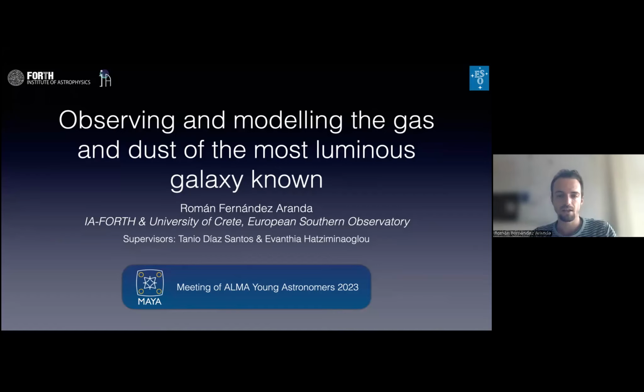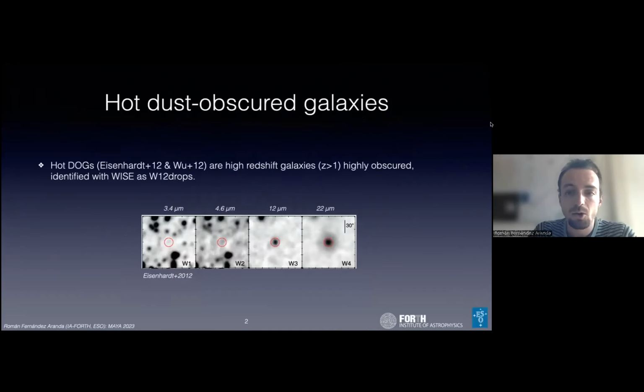So first, I want to introduce hot dust obscured galaxies. This type of galaxy was first detected with WISE, and they were selected to be undetected or very faint in the short wavelengths, the 3.4 and 4.6 micron bands of WISE, but well detected or very bright at 12 and 22 microns. So this means that we are targeting very obscured but very luminous objects.